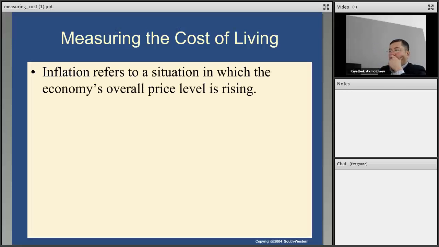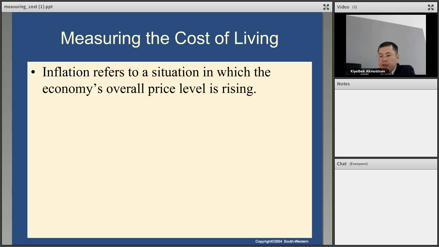First of all, inflation refers to a situation in which the overall price in the economy is rising. So when the prices for goods and services rise, we call this situation inflation. When it decreases, we call it deflation.